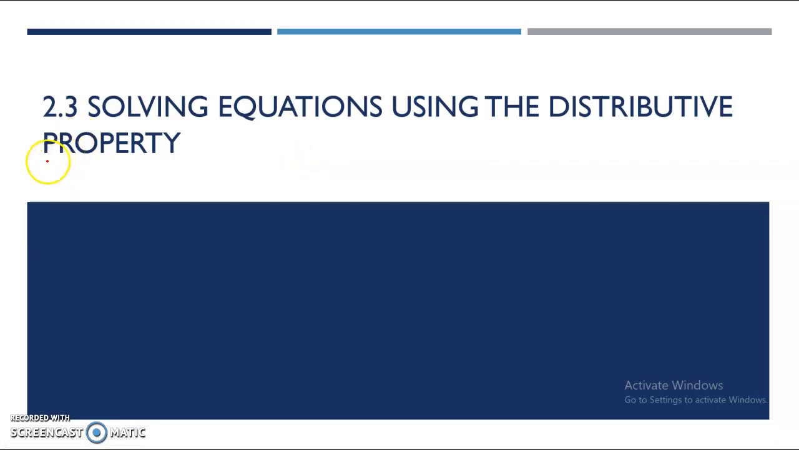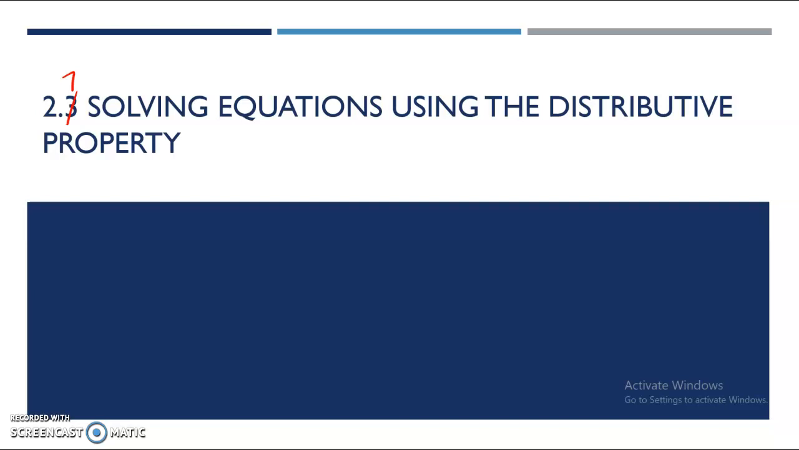Hey, 8th graders. So if you're reading really carefully, there's a typo on the screen and it should be 2.7, solving equations using the distributive property. PowerPoint won't let me change it at the moment, but that's not necessary for you to know.